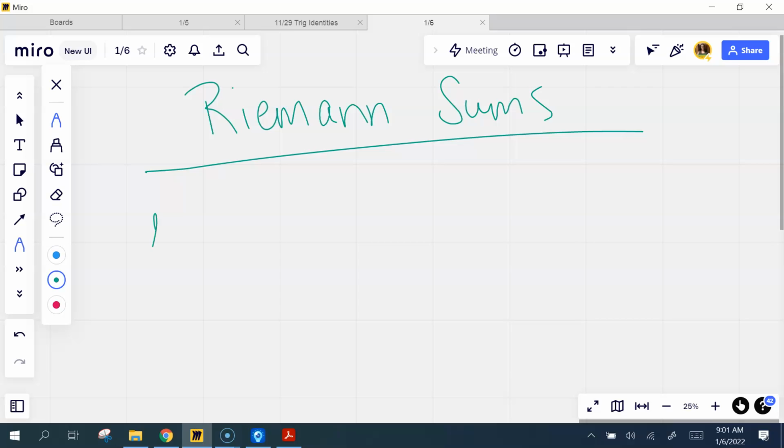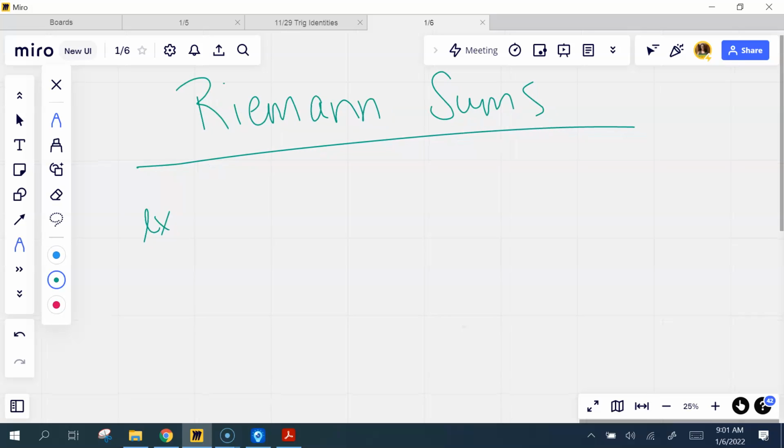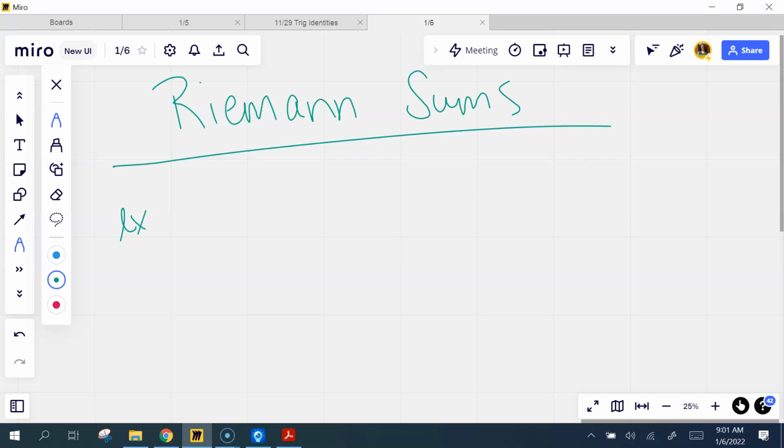All right, let's start first with an example, and I'm going to do it the way we know how to do it, and then I'm going to show you how to write it in summation notation using Riemann sum. So let's say I have this function.